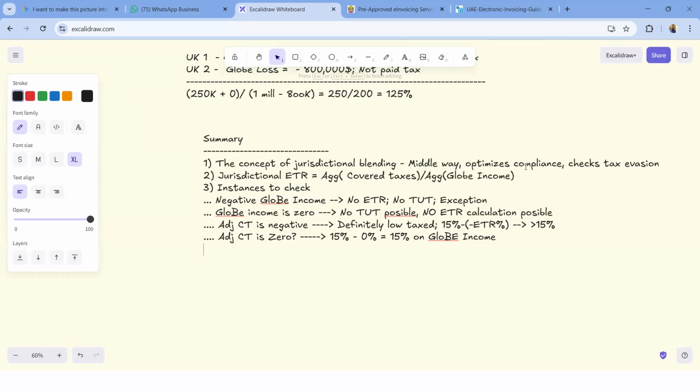And also, one thing to remember, just keep it in the back of your mind: there could be jurisdictions having a very large ETR due to certain entities. Then there are some adjustment rules which we will study in chapter 5.5.